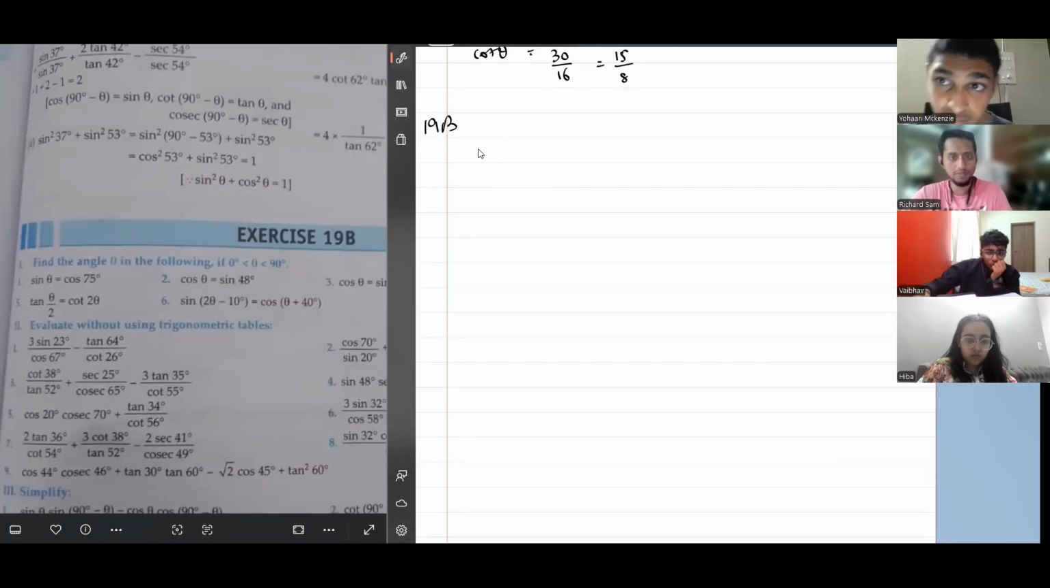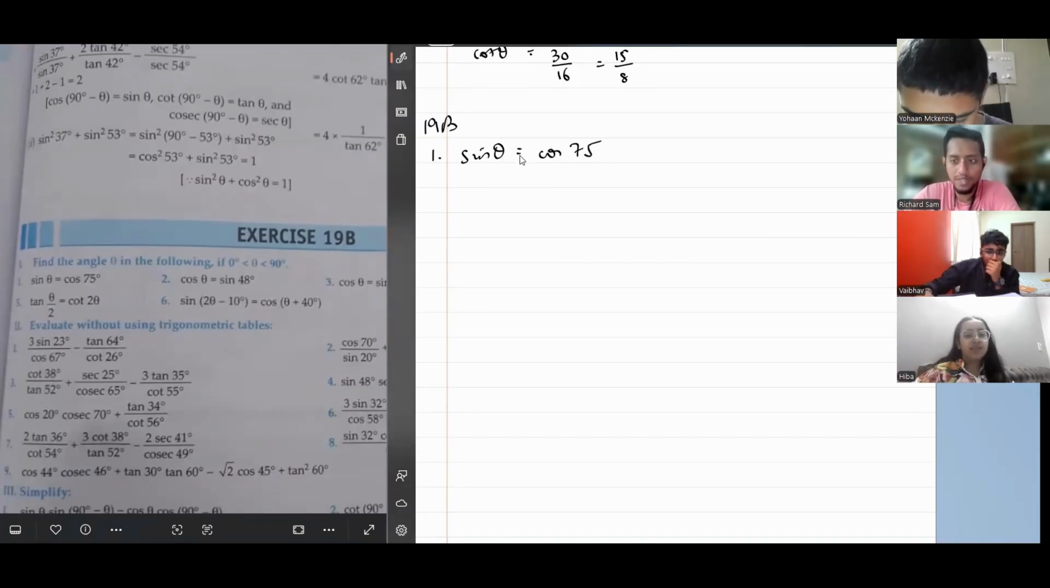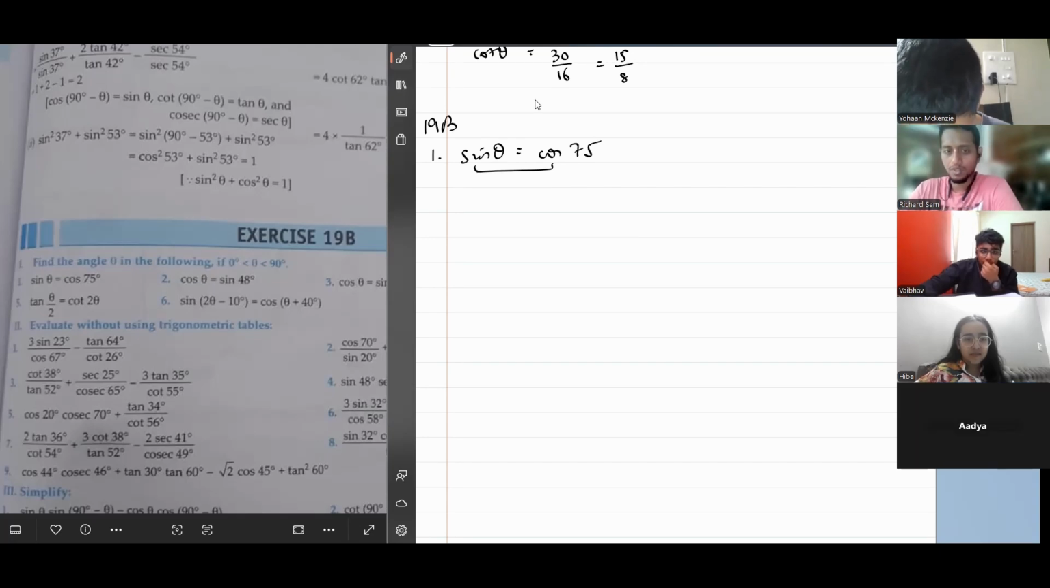So what's given? Sine theta is equal to cos 75. So we need to find theta. So to do that, we have to make both the trigonometrical functions the same. Here on left side you have sine, right side you have cos. They should be same. Then you can cancel them out. So we will convert the cos into sine because we can. Right, sine and cos are complementary to each other.